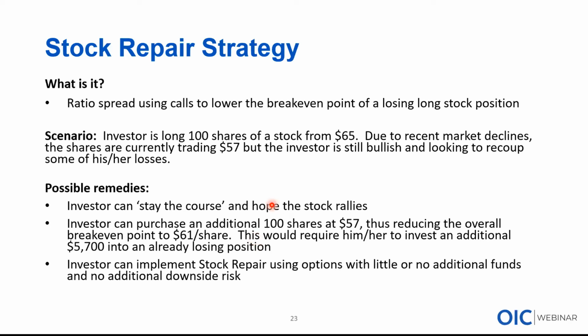Now, if the stock rallies back up to 65, you're profitable. Goes up to 70, you're really profitable if you double up. So this is an aggressive move. Where you can implement this stock repair idea using options with little or no additional funds. In my example on the next slide, we'll have no cost stock repair, no additional downside risk, and achieving this 61 break-even point. Now, of course, you have to give up something. Anytime you get a significant benefit, you have to give up something. This looks great. No additional cost, no additional downside risk, lower the break-even to 61. Now, those look too good to be true, but of course you give up something to get that. So let's take a look.